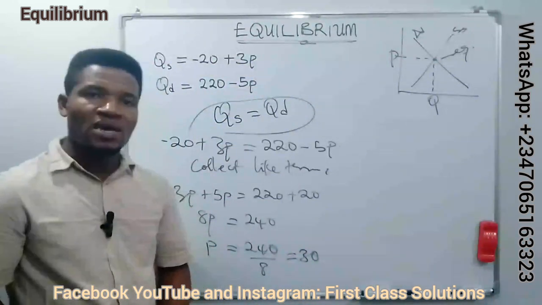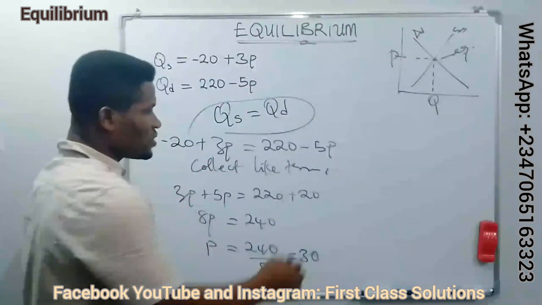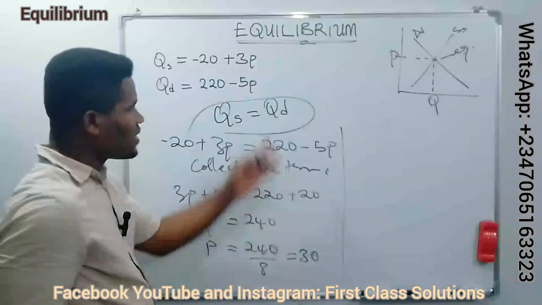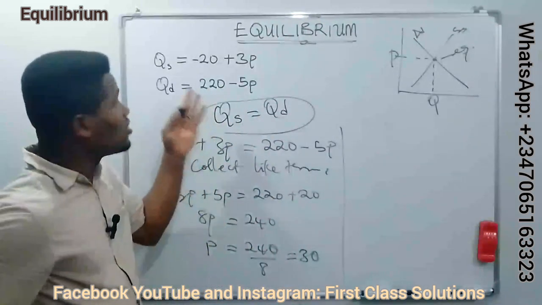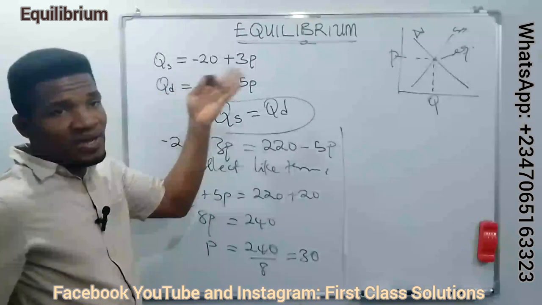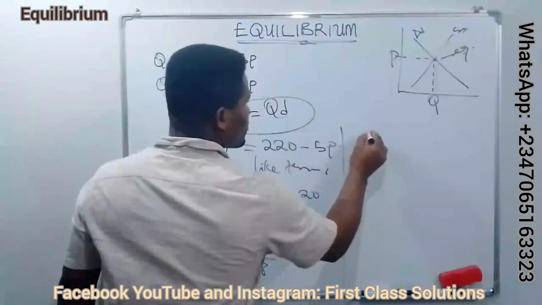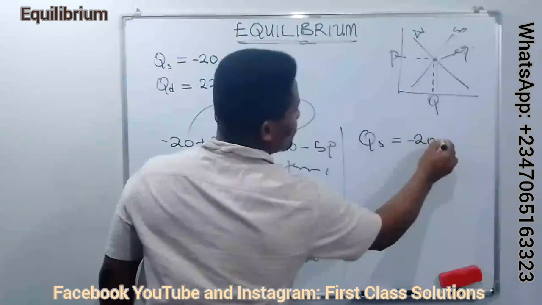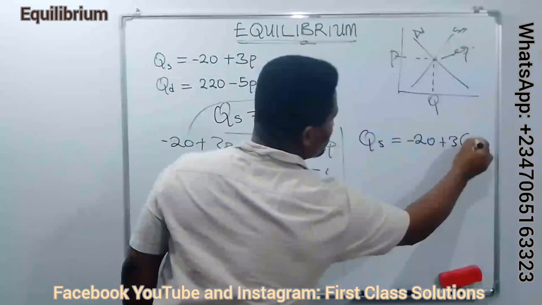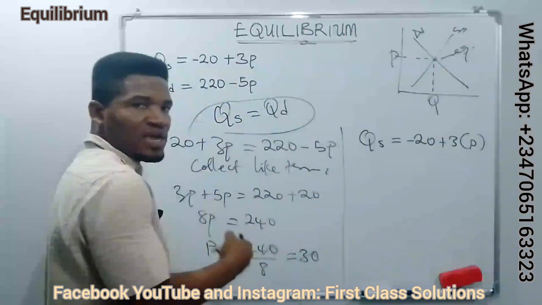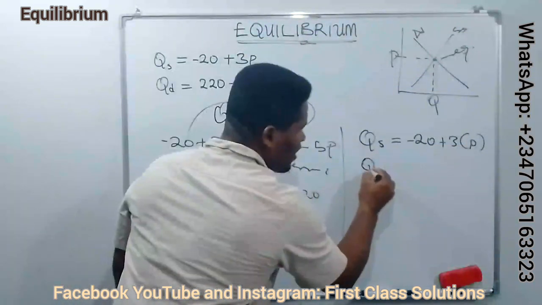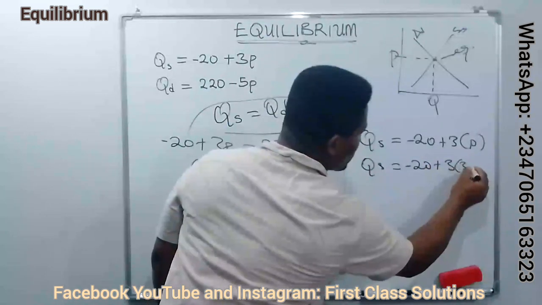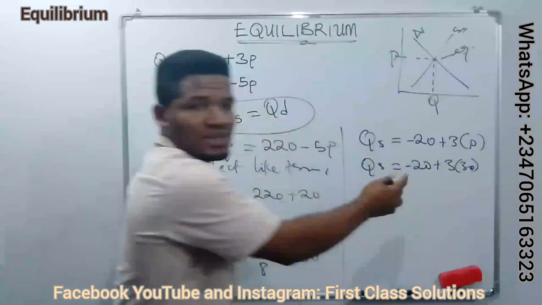Now I want to get the equilibrium quantity. What we simply need to do is put in the value of p as 30 in any of these equations. So let's make use of the first equation, being the quantity supply equation. So we have QS equal to minus 20 plus 3 into p. And remember the value of our p as obtained is 30. So we have QS equal to minus 20 plus 3 into 30. 3 times 30 will give us 90.